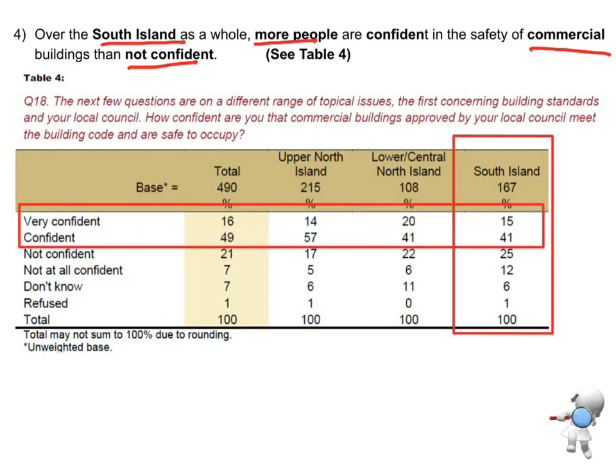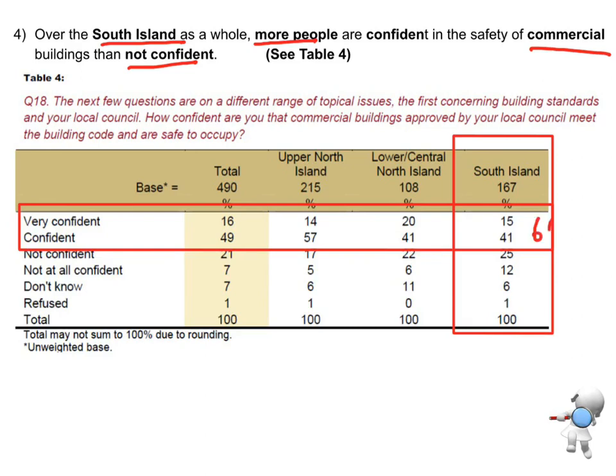So you can see there we've got our very confident and confident. I need to group that together. So 15 and 41 together make that into 66%. And we want to compare that with the not confident. So the not confident, I've got 25 and 12 that I'm grouping together. So 25 and 12 gives me 37%.